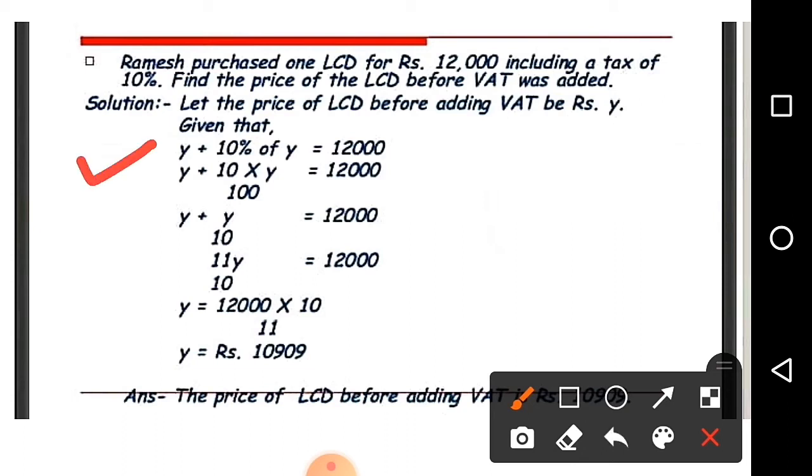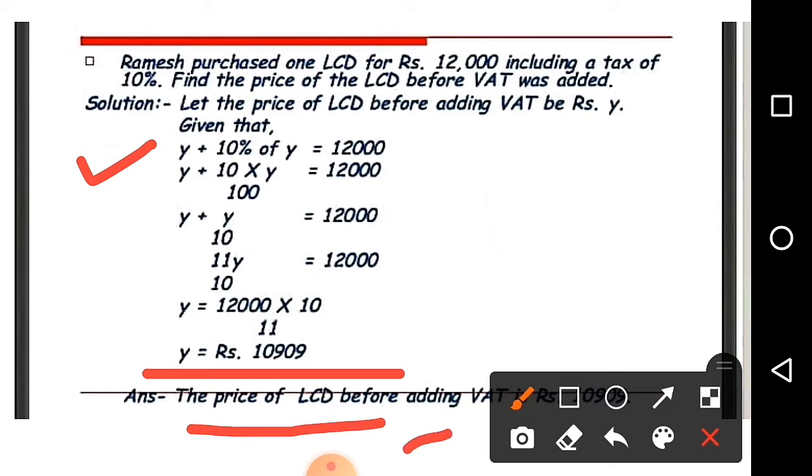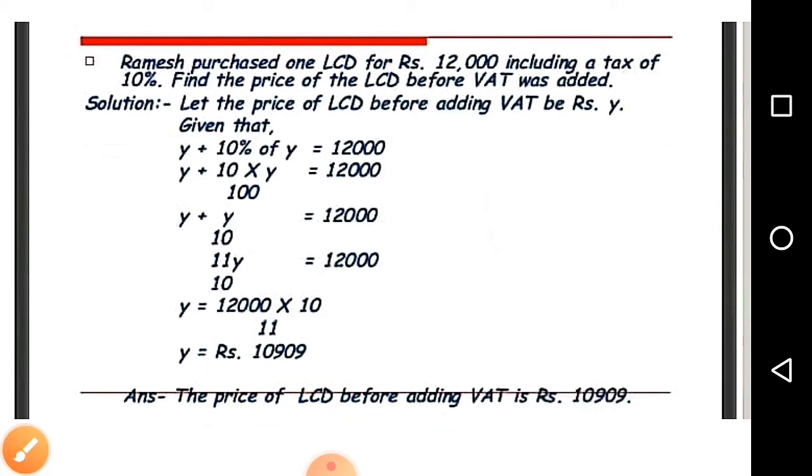Now when you solve this equation, you will get the value of Y, and that will be rupees 10,909. So this is the price of the LCD before adding the tax. Before adding VAT, this is the price, 10,909 rupees. Hope you understood.